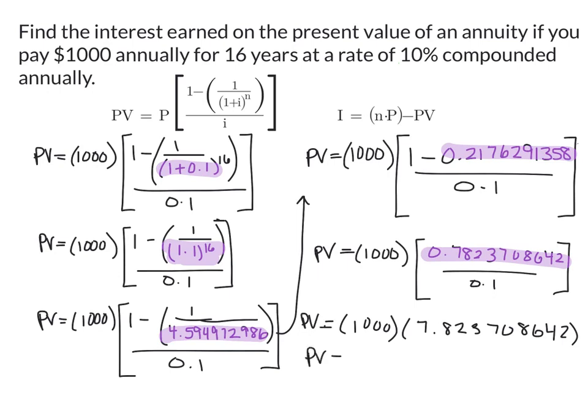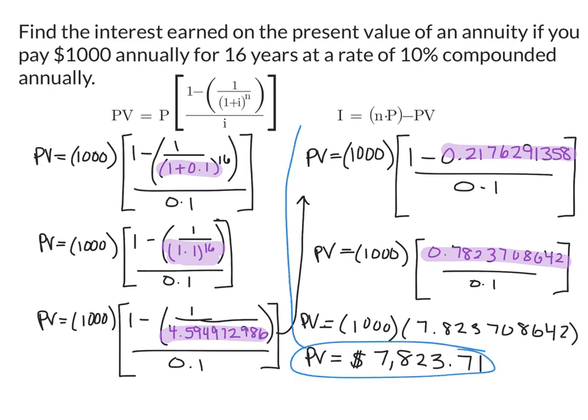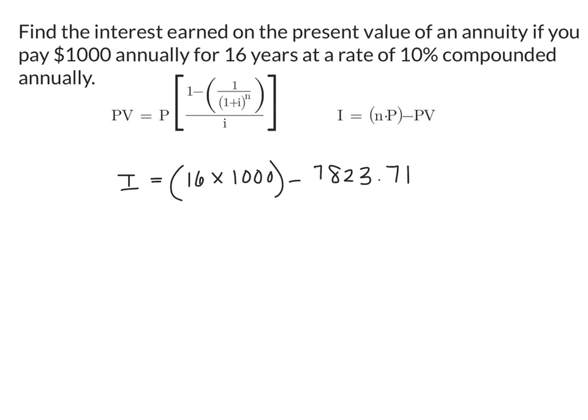So the present value rounded to 2 decimal places is $7,823.71. This is not your final answer. We're going to take this value and plug it in for the present value in the interest earned formula to solve for I. So we'll just take the values that we previously found for N and P and plug them into the formula, and then we'll take the value we found for present value and plug that into the formula.